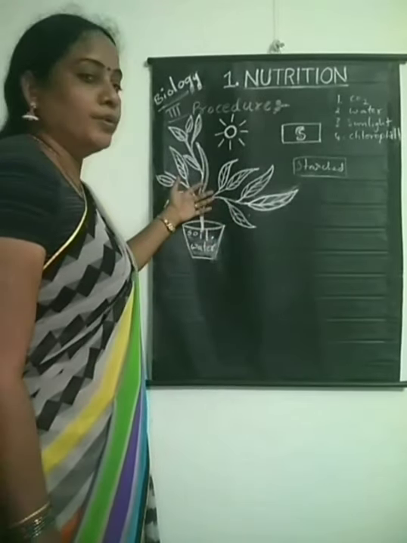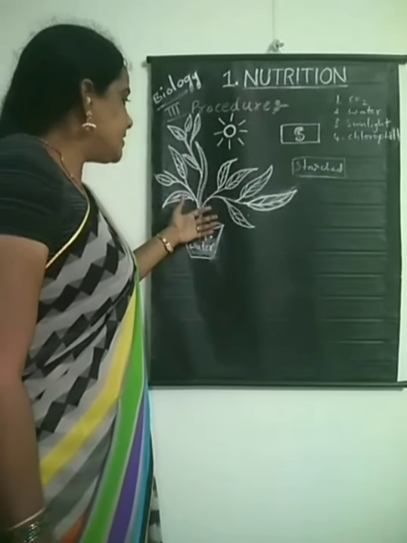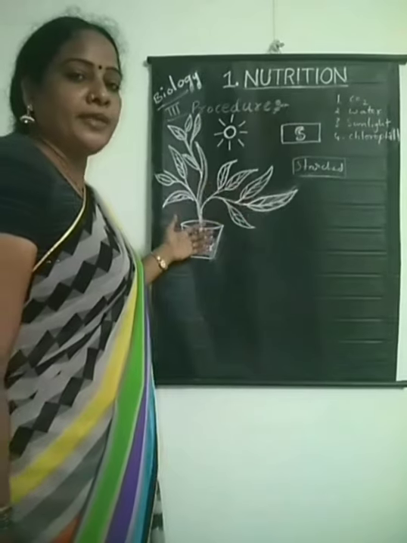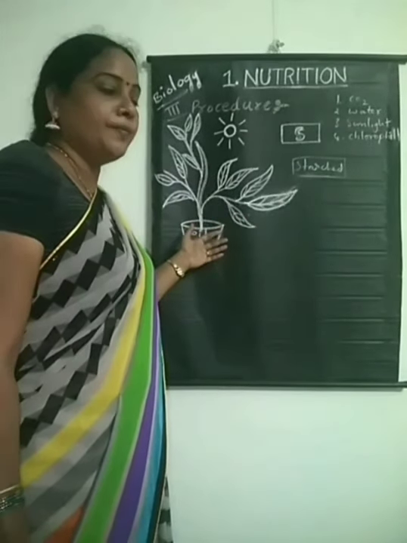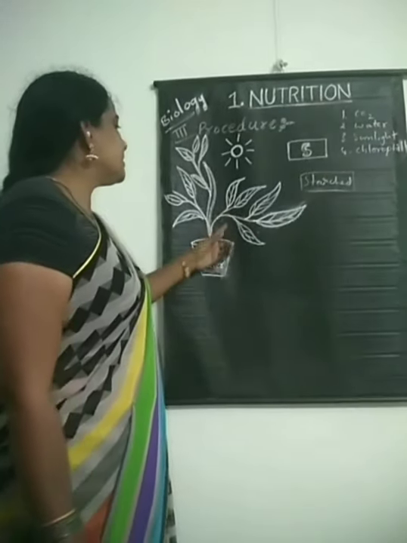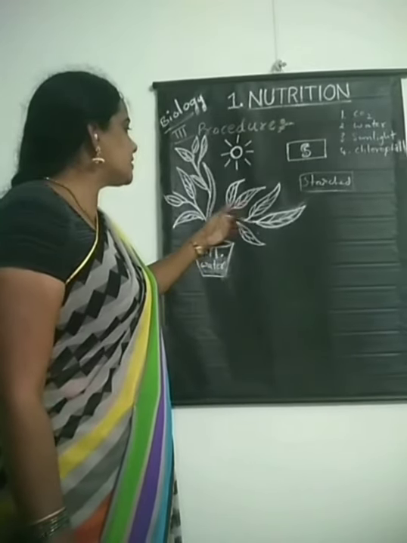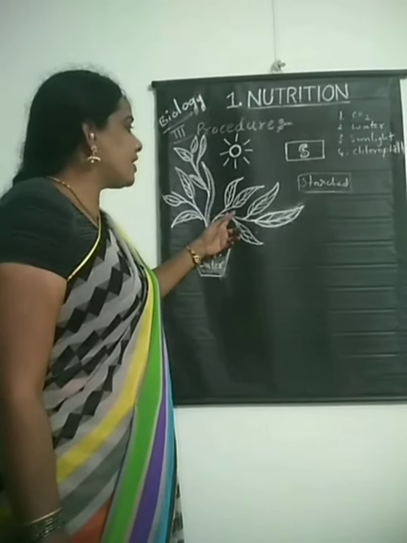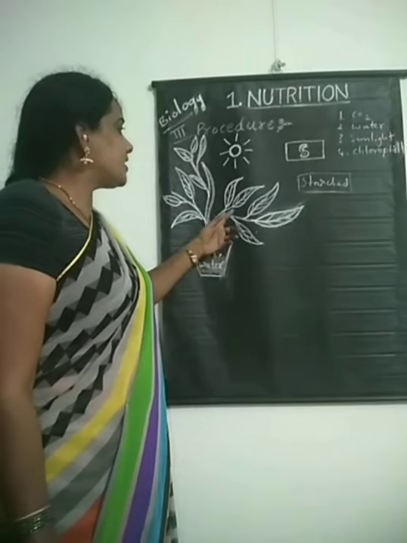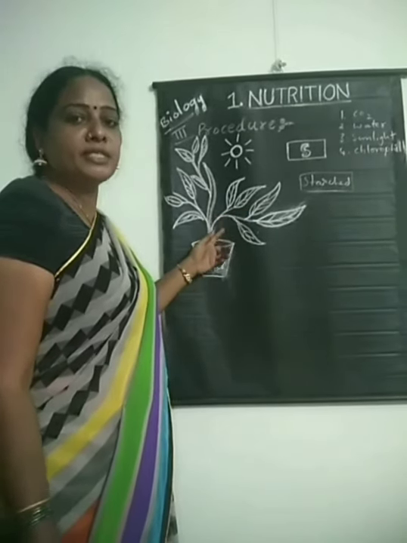How to remove it? By keeping the plant 2-3 days in a dark room. What happens during these 2-3 days in the dark room? During these days, the plant utilizes all the starch from its body for surviving, and the starch completely disappears from its body.